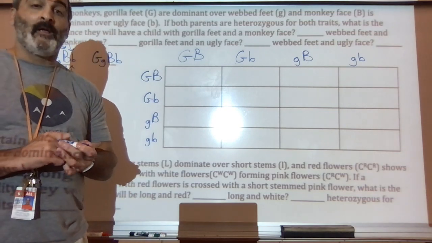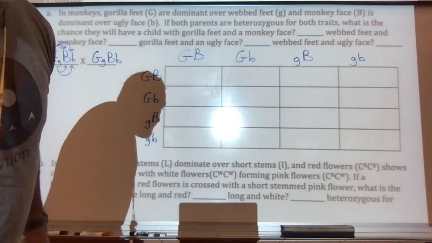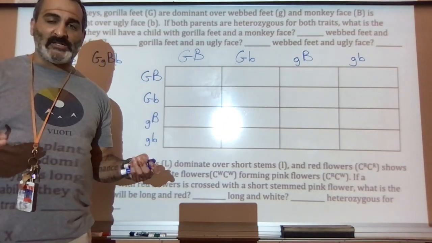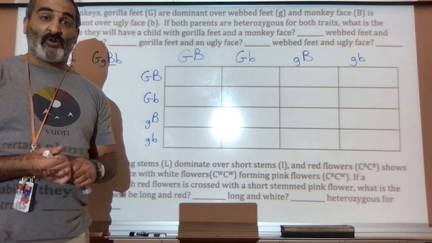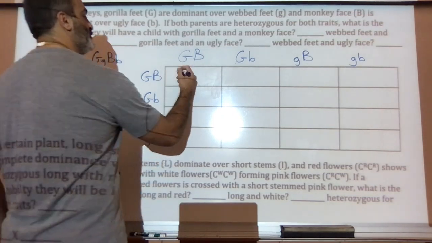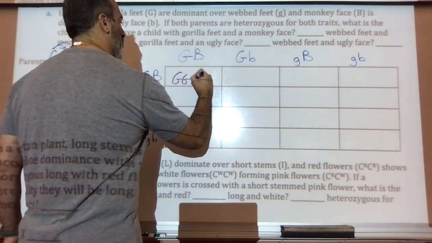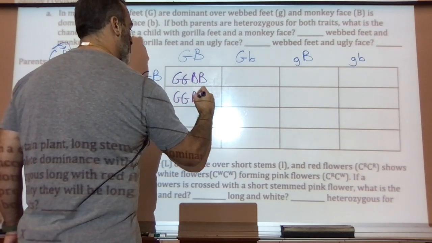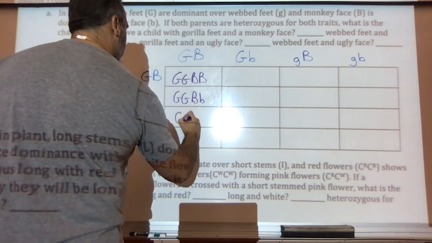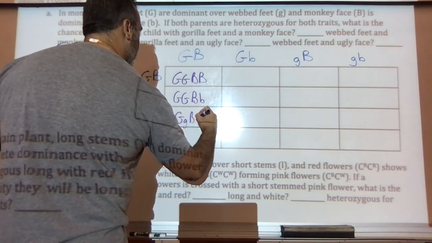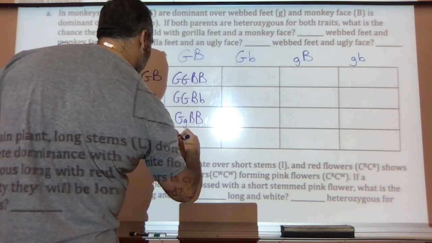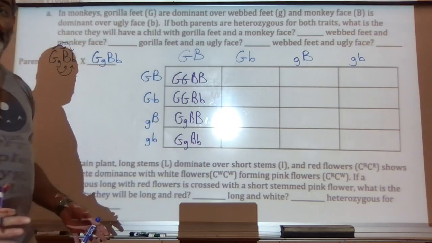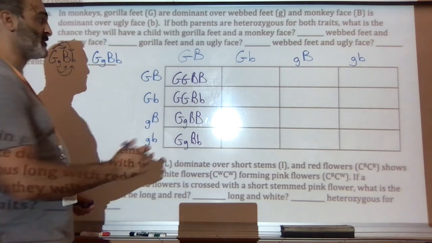I'm going to fill them in. I'm going to keep the G's together and I'm going to keep the B's together. Okay, that's the way you do them. You keep the G's together and the B's together. So now I'm going to start filling it in for you guys. So here we go. Okay, there's my first row. Next one.